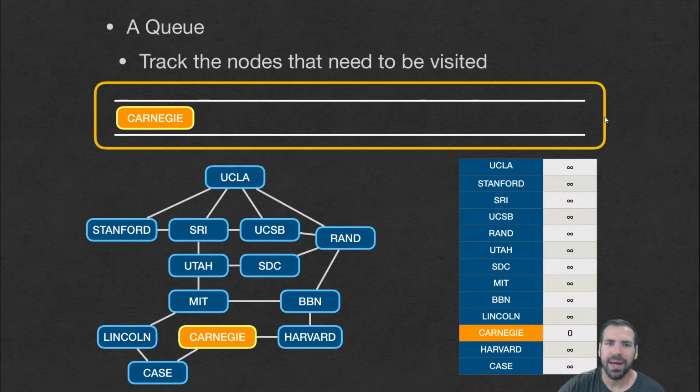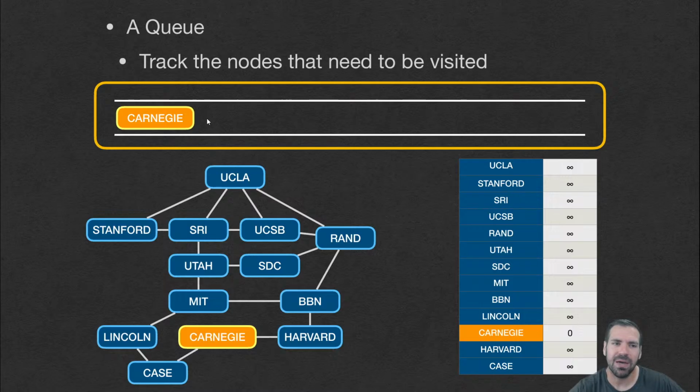We want to track all the nodes that need to be visited, or rather all of the nodes that we need to visit the neighbors of. So that's all going to be tracked with the queue. This is where we're going to use a queue instead of a stack. If we use a stack, we get depth first search. We use a queue, we get breadth first search. Oh, I didn't mention that earlier, did I? That was a big reveal.